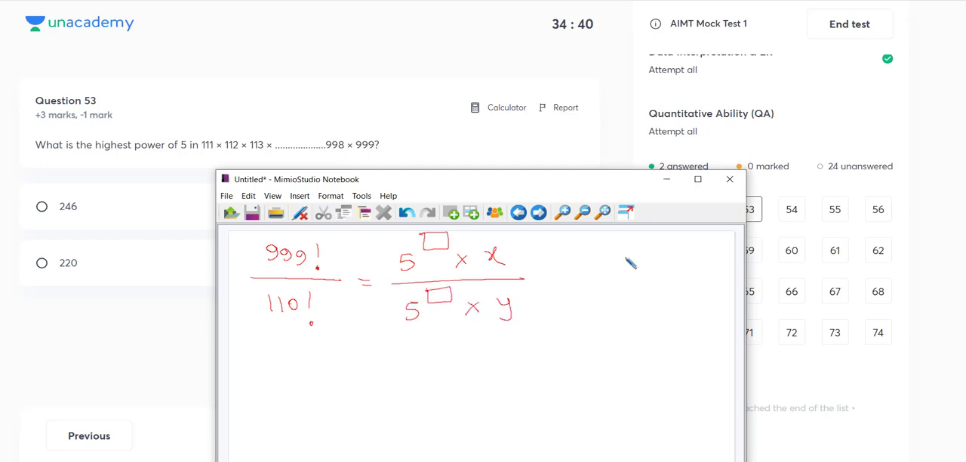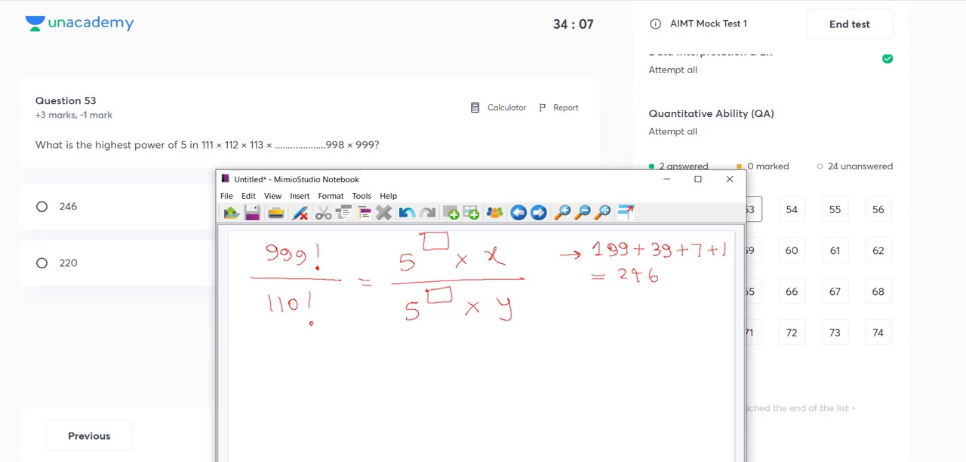Now we need to find the highest power of 5 here. In 999, the highest power of 5 is going to be how much? Let's divide 999 by 5. The quotient is how much? 5 ones are 5, then 5 nines are 45, 5 nines are 45, and again 5 nines are 45, plus again divided by 5, 5 threes, 5 nines, again divided by 5, 5 sevens, 5 ones. Let's add all this. The addition is going to be 246.